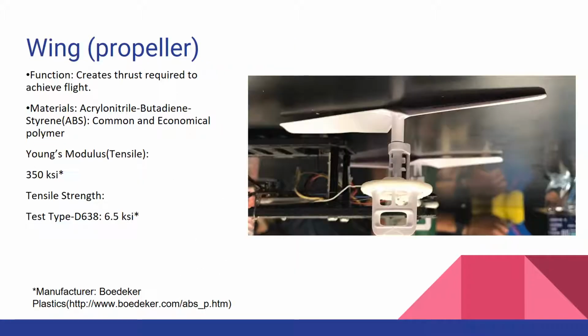So now we move on to the first part, which is the wing or propeller. As the function states, it creates the thrust required to achieve flight. One of the main materials used by manufacturers is ABS, and the Young's modulus and tensile strength shown are from the manufacturer, as stated below.